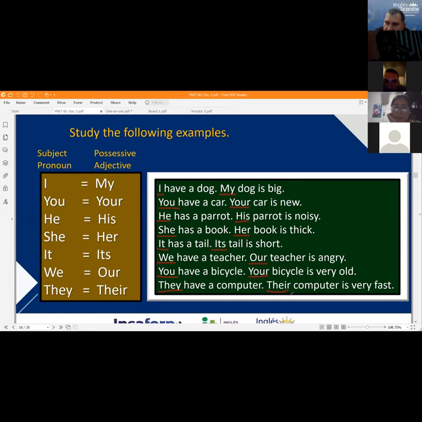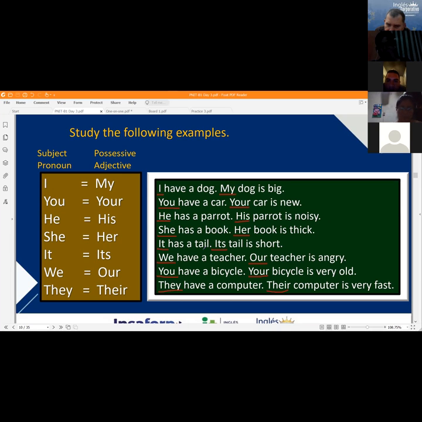I have the dog. My dog is big. You have the car. Your car is new. He has a parrot. His parrot is noisy. Noisy. She has a book. Her book is thick.